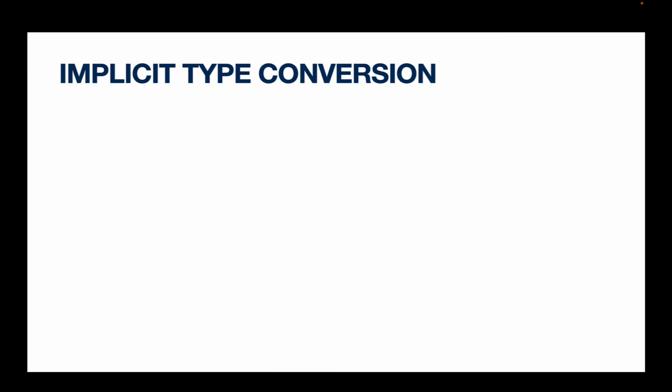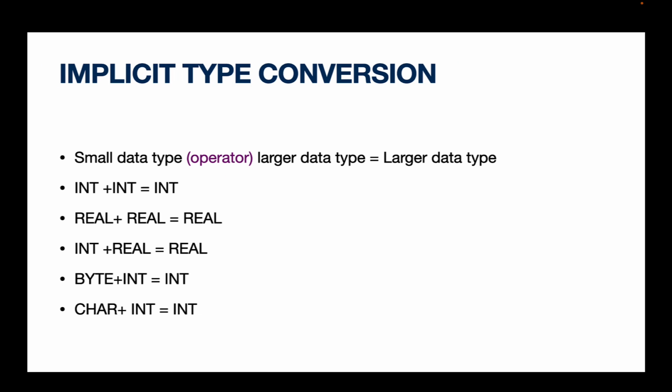In Java, type conversion is of two types: implicit type conversion and explicit type conversion. Implicit type conversion is an automatic type conversion. It can happen if both types are compatible and the target type is larger than the source type. The basic rule of thumb is that when a small data type and a large data type are combined together using any kind of operator like plus, minus, division, modulus, then that will be converted into the larger data type. So if you see, an int combined together with any operator will give you an int.